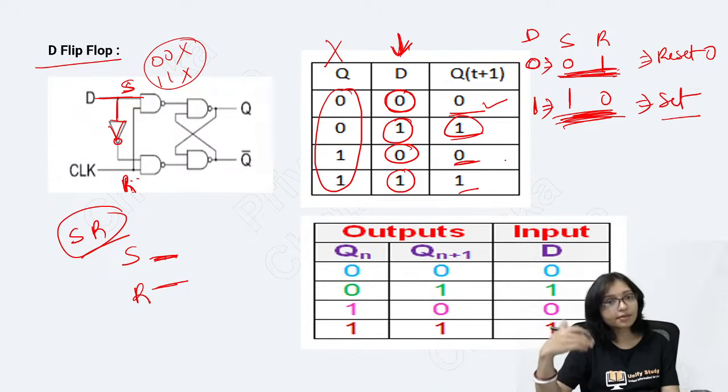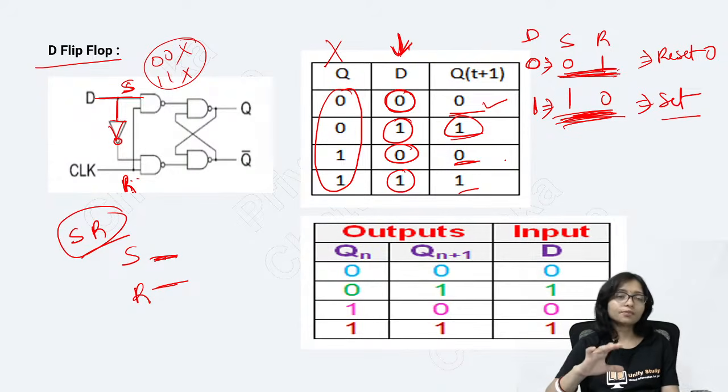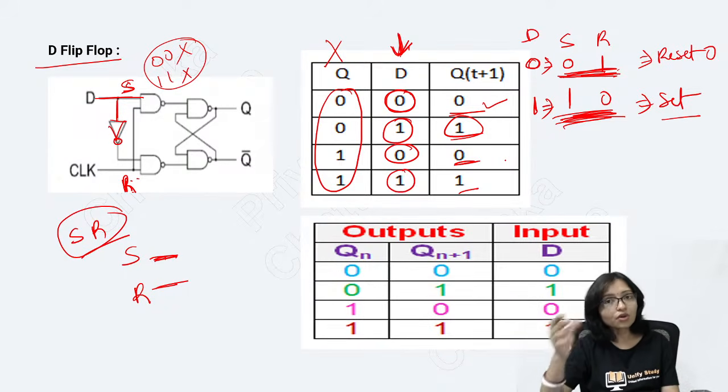SR is the simplified version of D. D is the simplified version of SR. Actually it came from SR only. Clear? How to understand, is it clear?